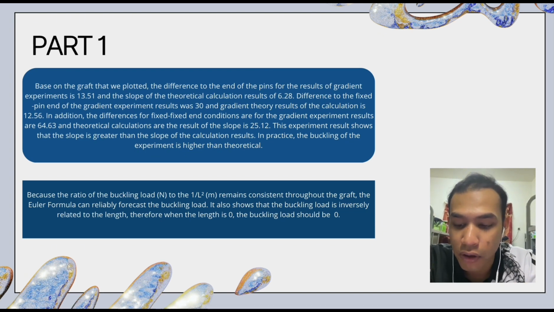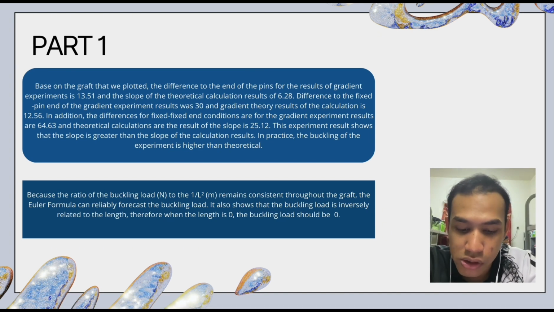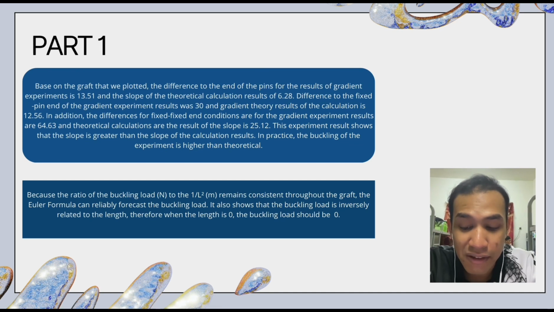Okay, for question 4, because the ratio of the buckling load in Newton to 1 over L cubed remains consistent through the graph, the Euler formula can reliably forecast the buckling load. It also shows that the buckling load is inversely related to the length. Therefore, when the length is 0, the buckling load should be 0.